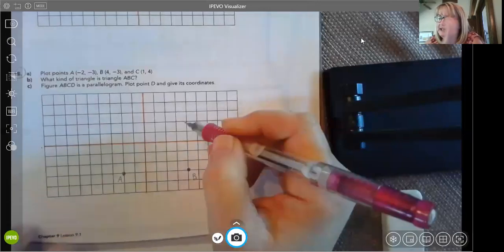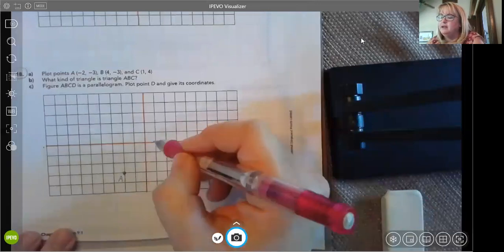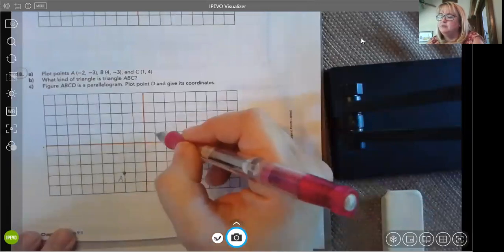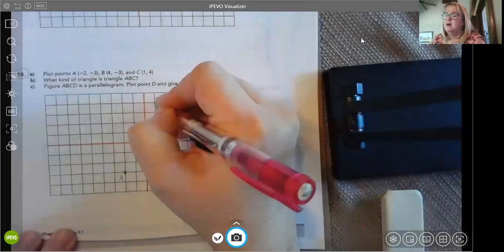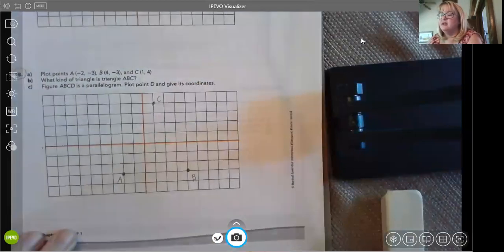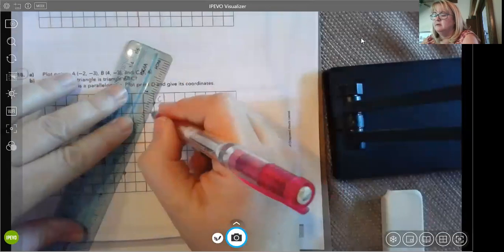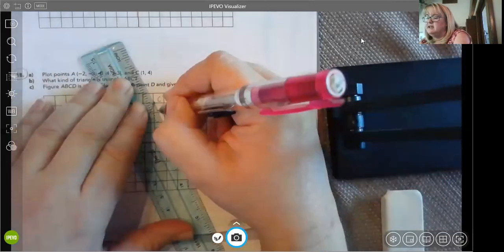All right, C is at 1 and 4. So we're going to go over 1 and up 4. 1, 2, 3, 4. This is C. All right, and what kind of triangle is triangle ABC? Let's go ahead and connect those. So what kind of triangle is ABC?